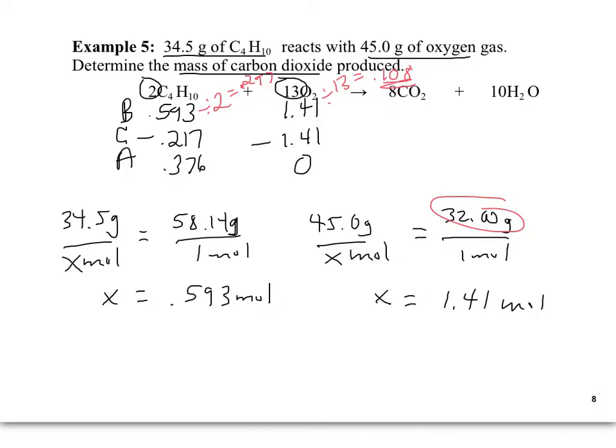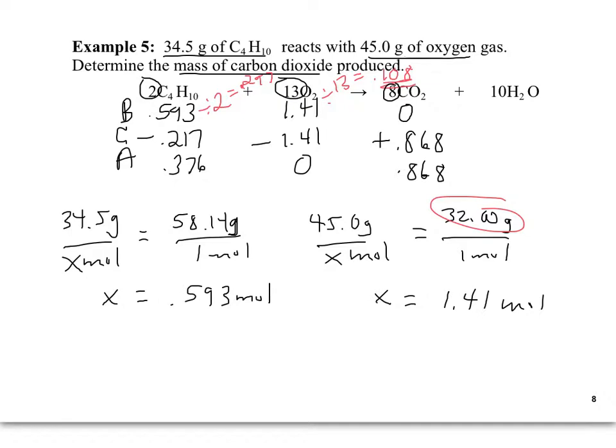And now I can move on to the carbon dioxide, which is what the question is about. Now this is a coefficient of 8. So it's not going to be 1.41 because those coefficients are different, 13 and 8. So I actually have to use my stoichiometry and figure out what the carbon dioxide would be. 1.41 divided by 13 times 8. And I get 0.868 moles of carbon dioxide.